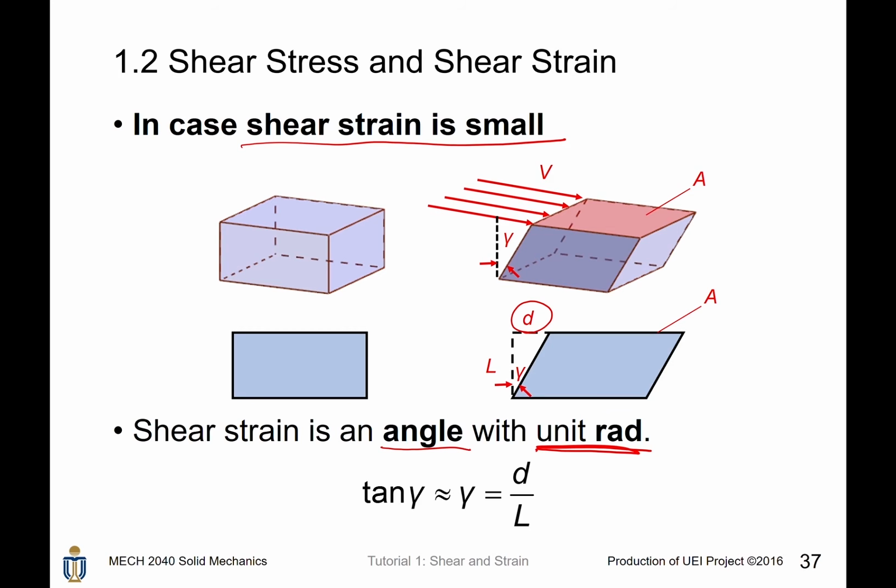However, since we know that in radians, tangent gamma is approximately equal to gamma in case the shear strain is small, what is tangent gamma? Well, tangent gamma is D divided by L, according to the geometry here. Therefore, in case the shear strain is very small, we can write gamma equals D divided by L.